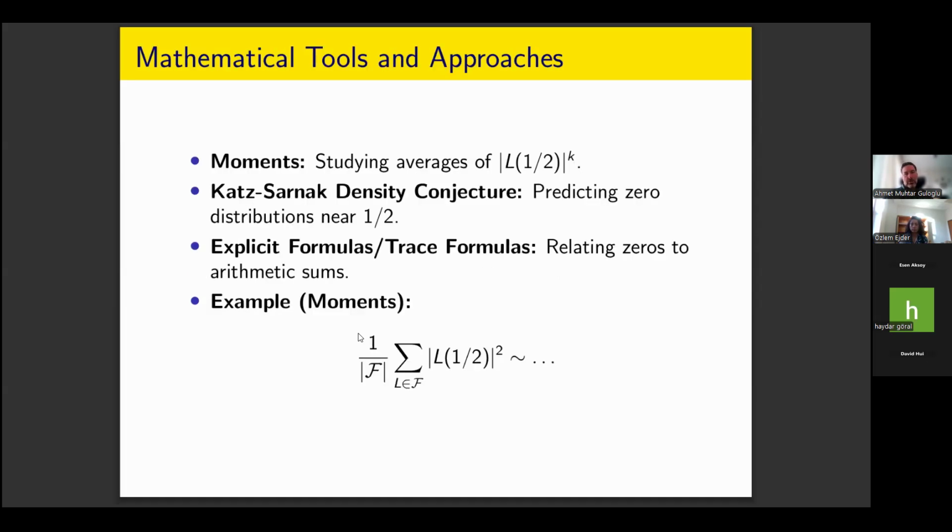And the tools that I want to talk about today, at least two of them are here. One of them is using moments of L functions, and the other one is using the distribution of zeros of L functions using Katz-Sarnak philosophy. Here you see, for example, the second moment taken over a given family.